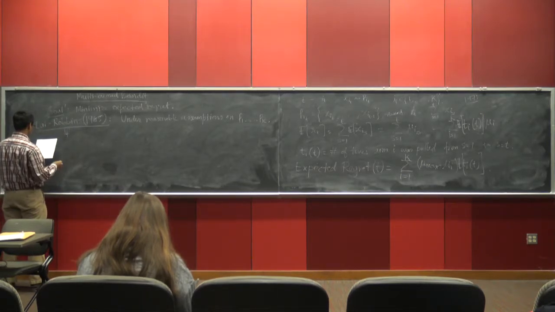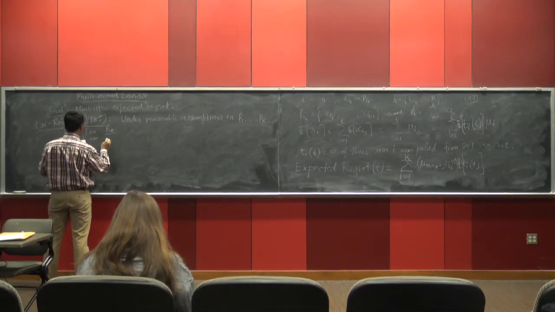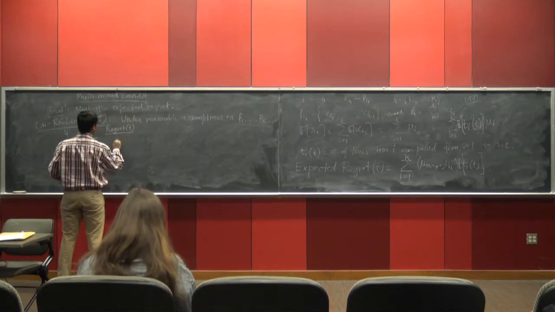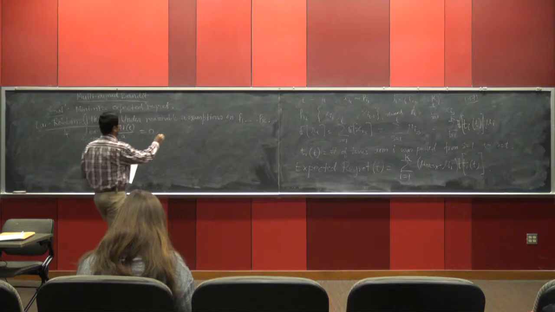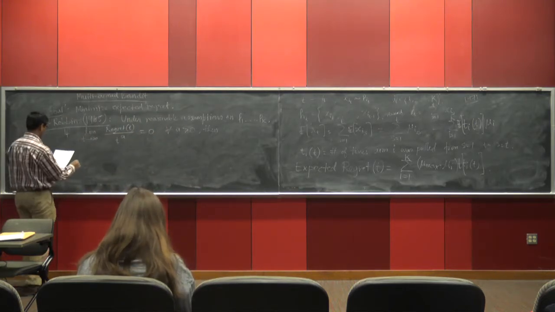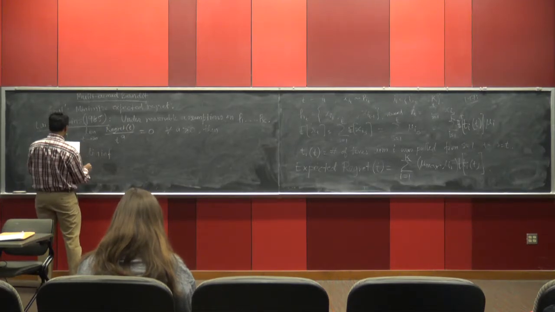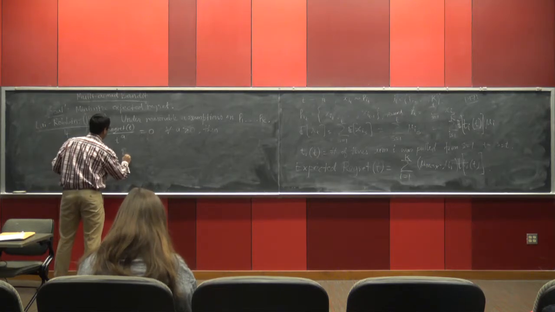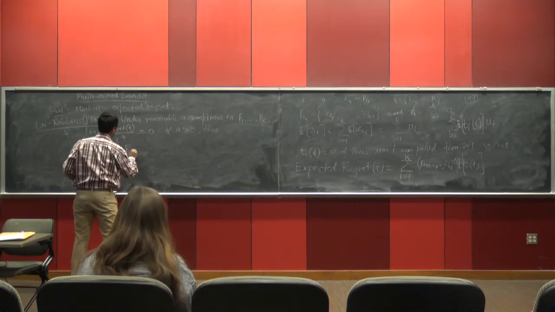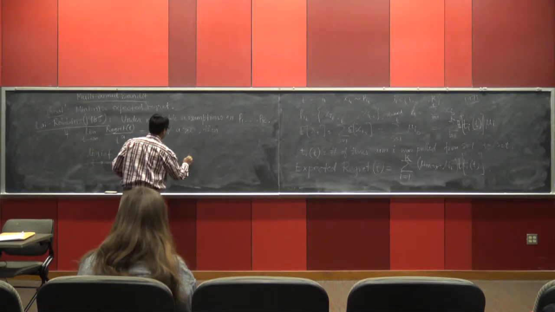if the limit as T goes to infinity of RT, so RT is my expected regret, let me write it as regret at time T, over T raised to A is equal to 0 for all A greater than 0, then the limit as T goes to infinity of regret at time T over log T will be greater than or equal to some constant.